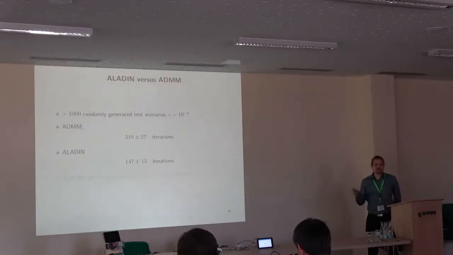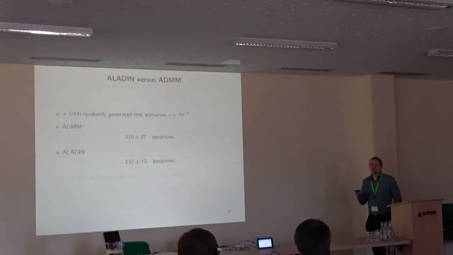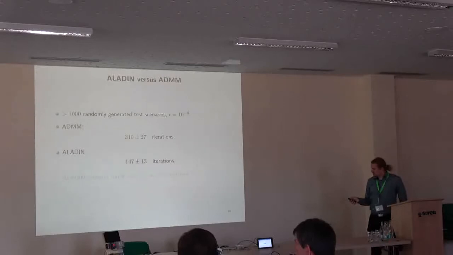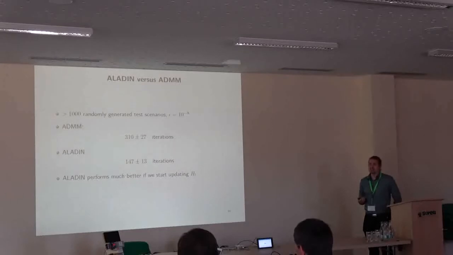Of course, this is run on a big number of test cases. Both algorithms converge very reliably, so that's no problem. But the number of iterations matters. And in this case we ran Aladin without any HI updates. So we did not update the matrices HI in any way. We just chose a constant matrix HI. Actually, if we update the HI, Aladin performs even much better than that. So we can be much faster. So also on convex lasso problems, we can compete really with these convex optimization solvers.